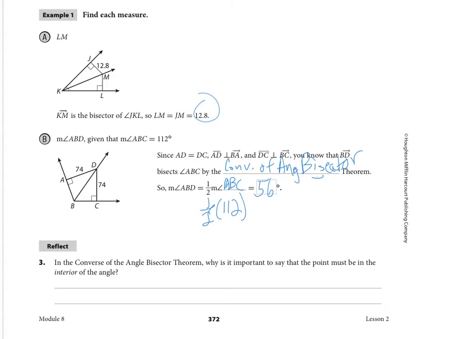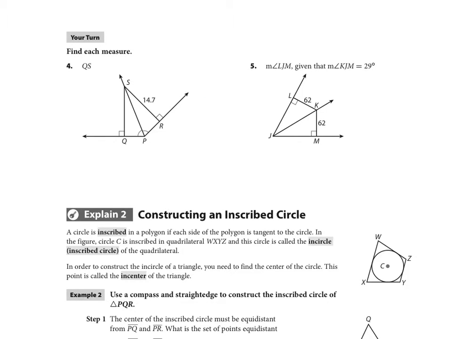Okay, so let's go to the next page. Page 373 here. We have two your turns you need to work through, finding the measure of QS in number 4 and finding the measure of angle LJM given what you have for initial conditions there. Take a pause in the video and do those two problems before we move on, please.